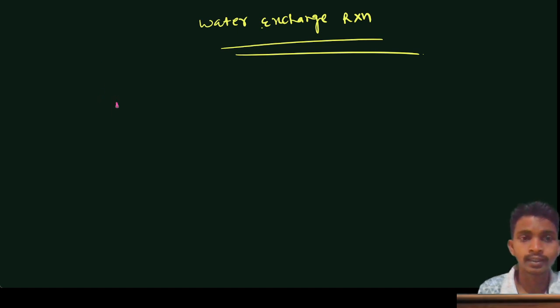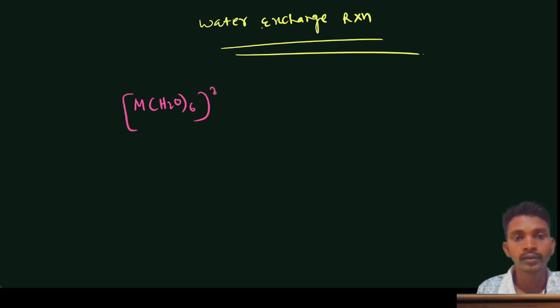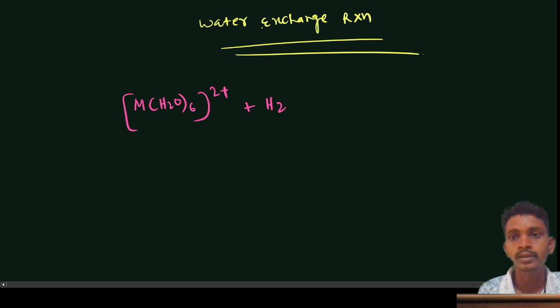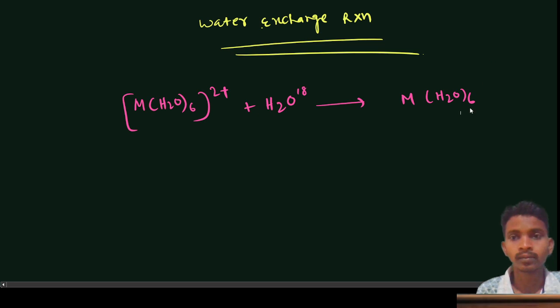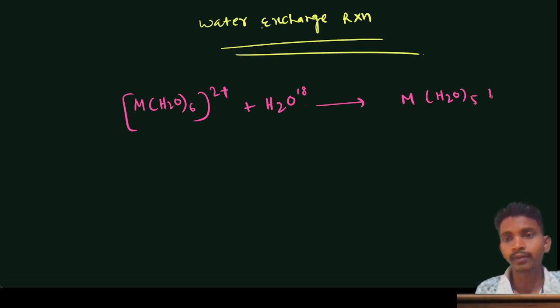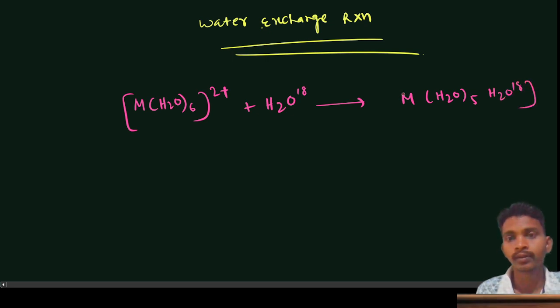Water exchange means, let's say I write any metal with water, M(H2O)6 2+, let's say, and it reacts with another water, H2 18O. Then if you do the reaction, you get M(H2O)5(H2 18O). So what is the rate?